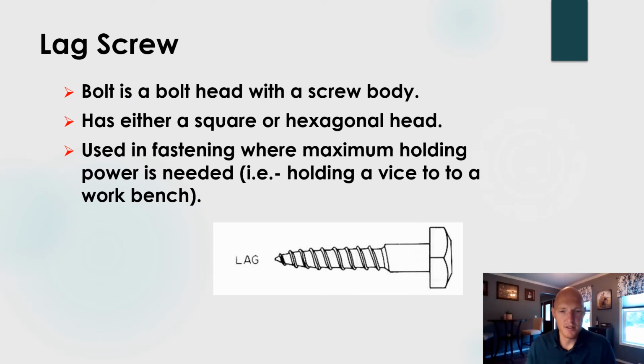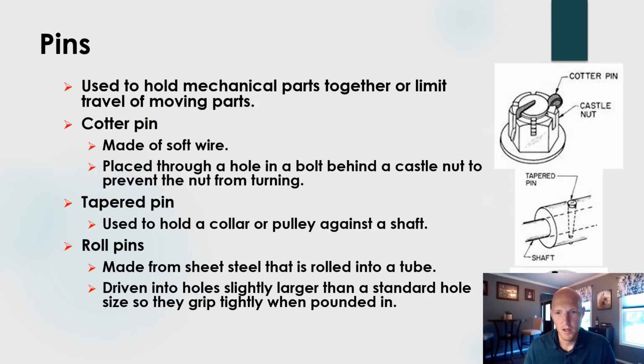So you can remove sheet metal screws and then rethread them in place. A lag screw is another type of screw usually used for a lot of holding power in wood. Pins can be used to hold things in place like shafts and nuts.